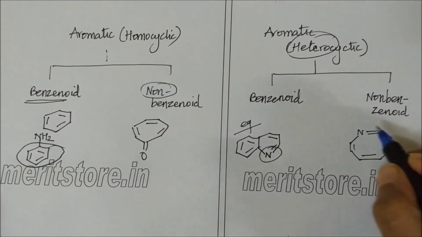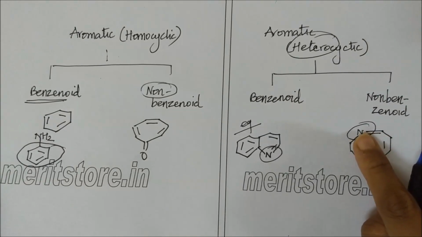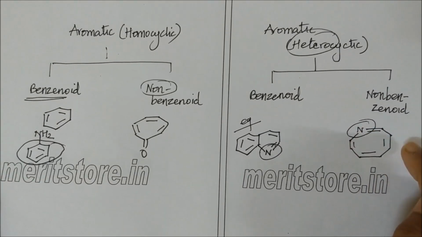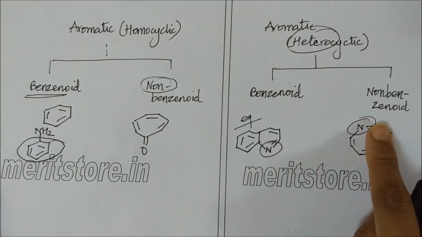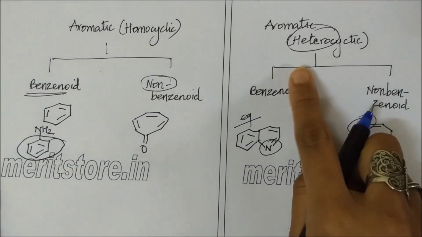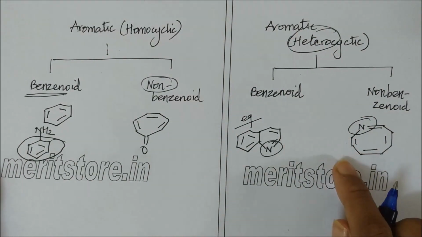It is heterocyclic because it has the presence of a heteroatom, but it does not resemble a benzene nucleus, and hence it is a non-benzenoid heterocyclic aromatic compound.